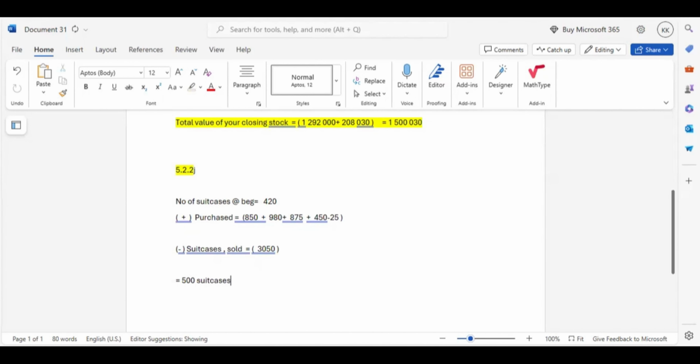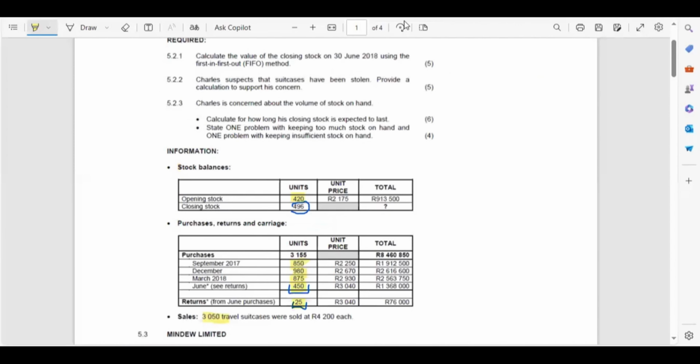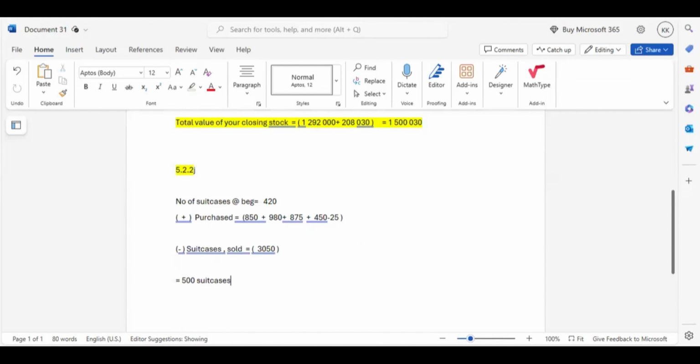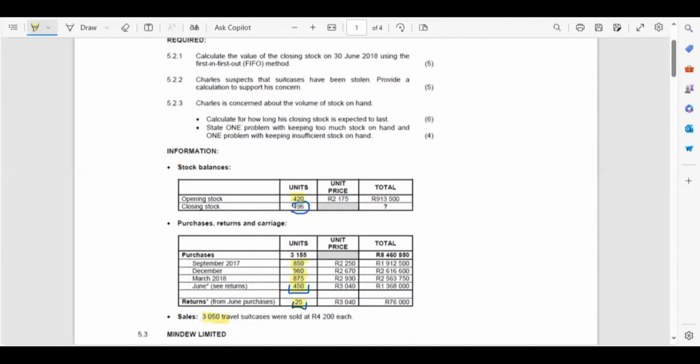Right, these are the number of suitcases that we expect to have at the end of the year. But on our closing stock, it says we only have 496 units of suitcases, meaning that the difference between the two, which is 500 minus 496, is 4. Now, that means that 4 suitcases were stolen, because we expected to have 500 suitcases at the end of the year, but we only have 496. As a result, this shows that 4 units of suitcases were stolen. Now, this is how we can go about calculating 5.2.2.